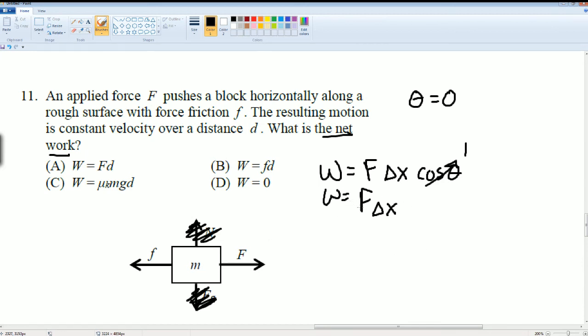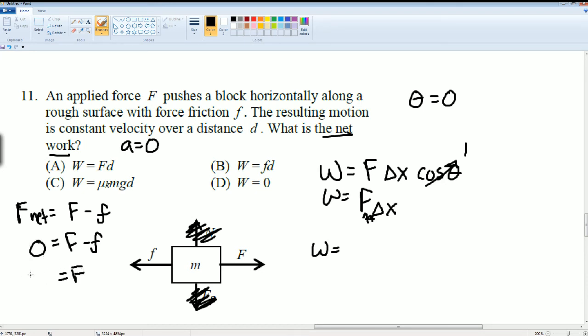But we know that it's a rough surface. The resulting motion is a constant velocity. Constant velocity means acceleration equals 0. Again, this F really means F net. So what is F net? I'm just going to throw that off to the side. F net in this case was the force applied minus the force of friction. But we know that this is equal to 0 because there is no acceleration. So the force applied is equal to the force of friction.